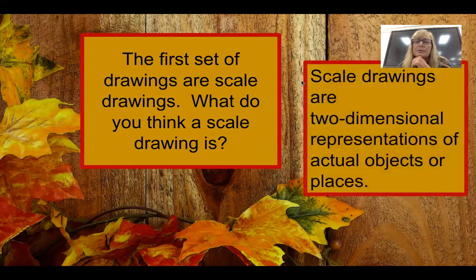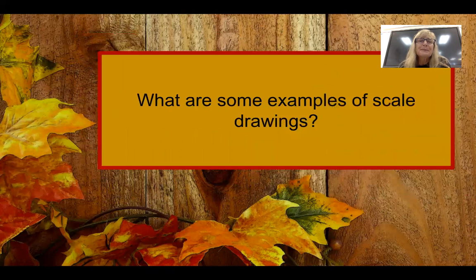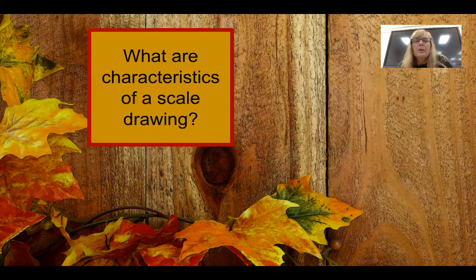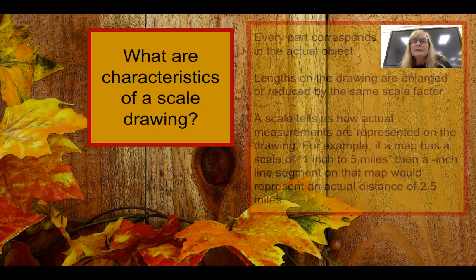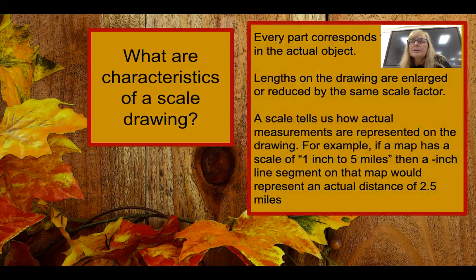So scale drawings are two-dimensional representations of actual objects or places. So what are some examples of scale drawings? Maps, floor plans, just drawings, sketches of cars when you're doing prototypes. Those are all scale drawings. What are characteristics of scale drawings? Every part corresponds to the part in the actual object. The lengths on the drawing are enlarged or reduced by the same scale factor. And a scale tells us how actual measurements are represented on the drawing.